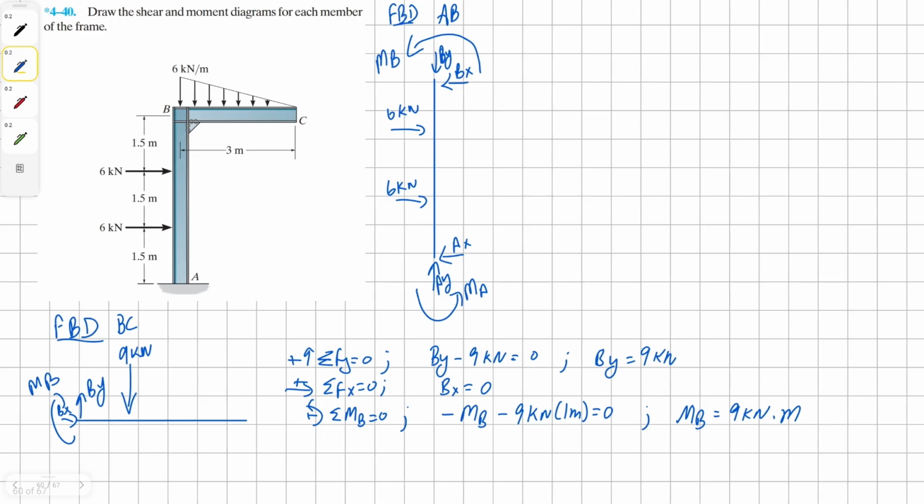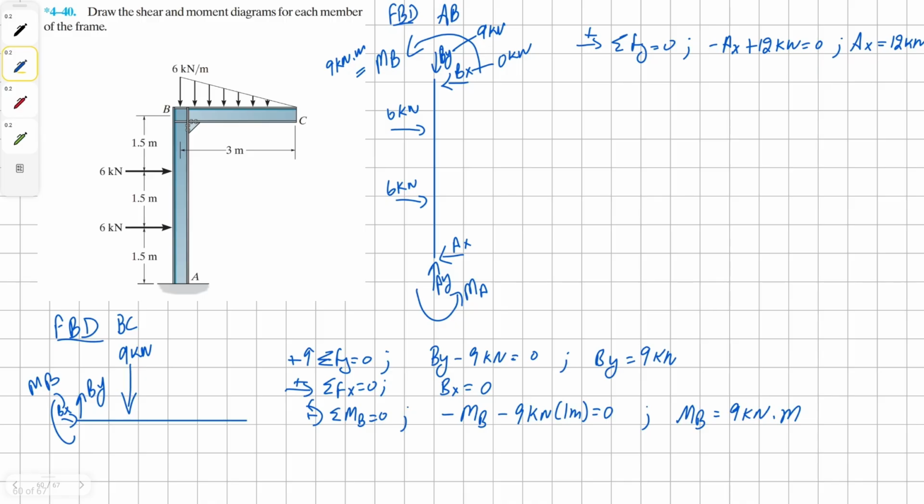Okay, now we can go back and solve for this. So now we already know all these forces. Moment B is 9 kilonewton meter, By is 9 kilonewton and Bx is 0 kilonewton. Now we can sum the forces in x direction, first of all, to find our solution for horizontal force at A. So we're going to have negative Ax plus 12 kilonewton equals to 0, and solving for Ax, we have 12 kilonewton.